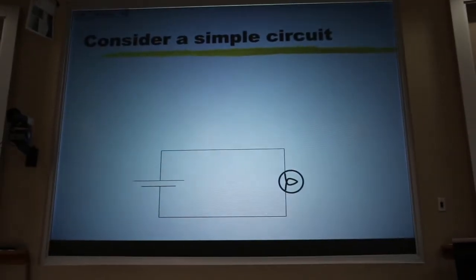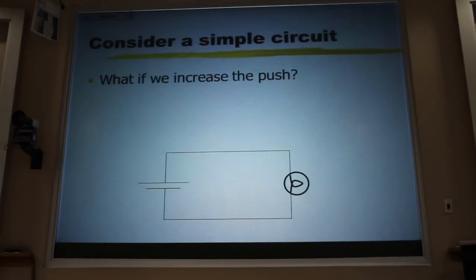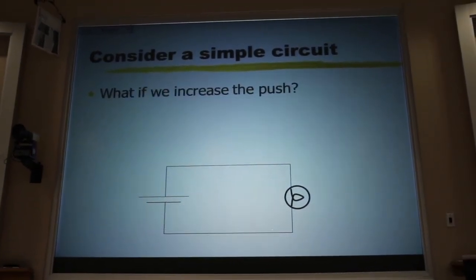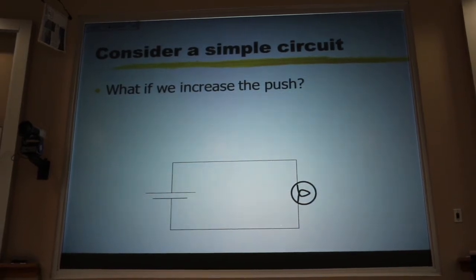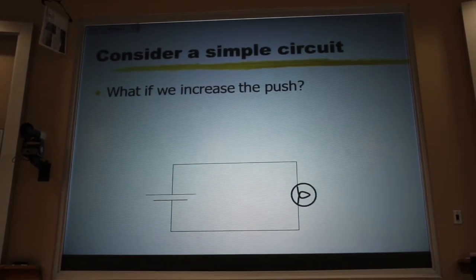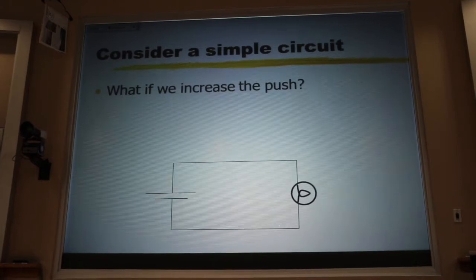Let's consider a simple circuit. If I have more batteries in series, the bulb gets brighter. I have more current flowing. The bigger the voltage, the bigger the push, the bigger the current.